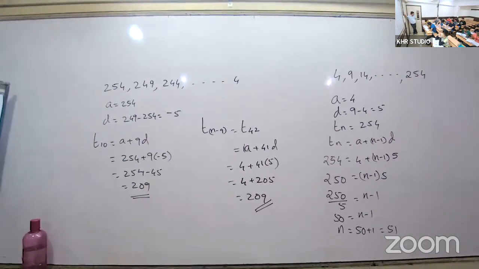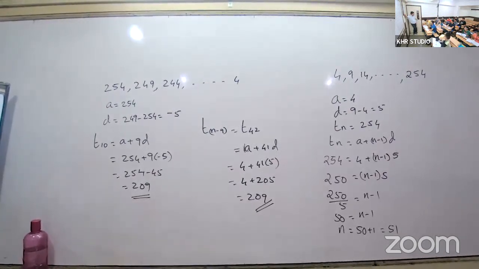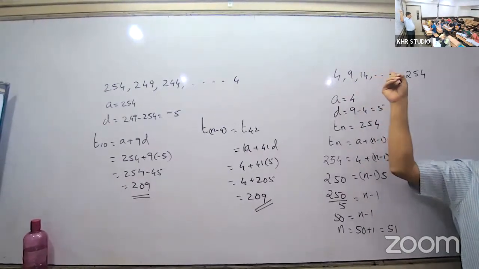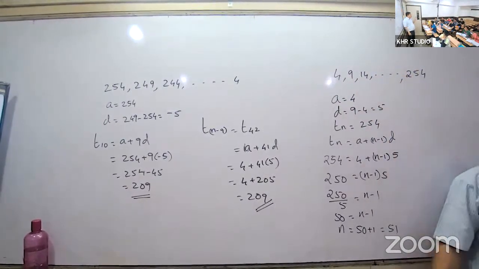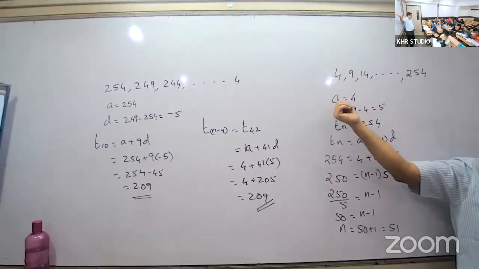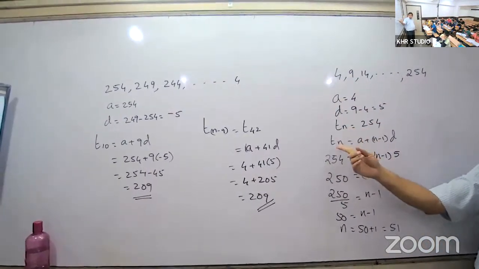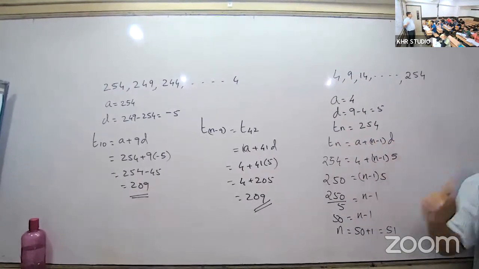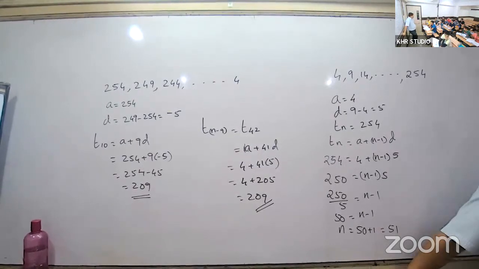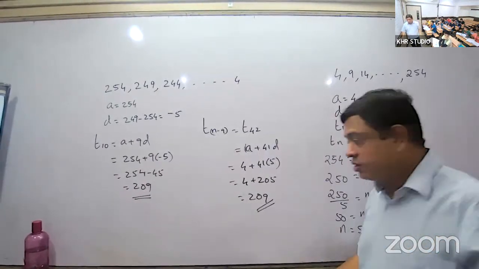What is the meaning of an AP? It is a sequence of numbers. What is the property of the sequence? Each term is added with a fixed number. See here: plus 5, plus 5, plus 5, plus 5. That 5 is called the common difference. This is called the first term, A is the first term, D the common difference. The formula for finding any term is Tn equals A plus (n minus 1) into D. That only you have to think, then use your thinking for the rest.